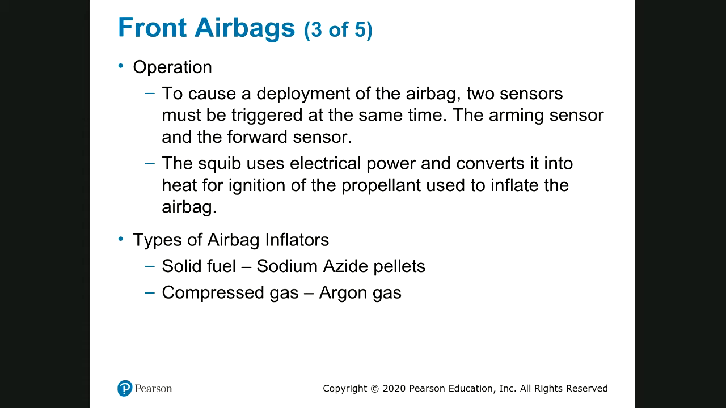But the thing you put up inside of a model rocket engine to get it to actually deploy is actually called a squib. It's a small piece of wire that heats up whenever voltage goes through it. It gets red hot in there, basically causes the ignition of the rocket to begin. And I thought it was funny that airbags use the same verbiage here because it's a squib that actually causes that to happen. So the squib uses the electrical power to convert to heat for ignition of the propellant used to inflate the airbag.